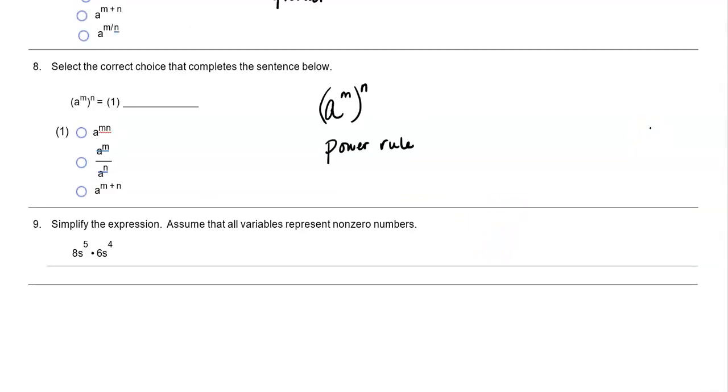A to the m power raised to the n power represents the power rule, and the power rule states that when raising a power to a power, in this case a to the m raised to the n, we keep the base, in this case a, and we multiply the exponents.